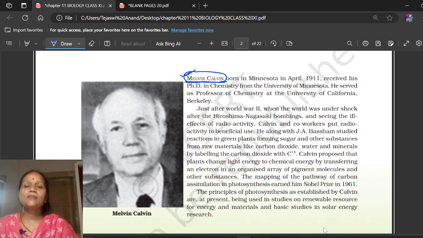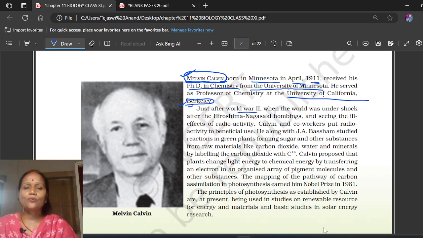Melvin Calvin, who was Melvin Calvin? He was born in Minnesota in April 1911 and he received his PhD in chemistry from the University of Minnesota. And this is the town of Berkeley in California, at the University of California, Berkeley.